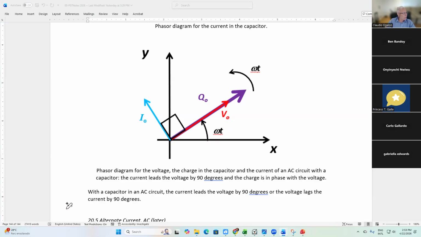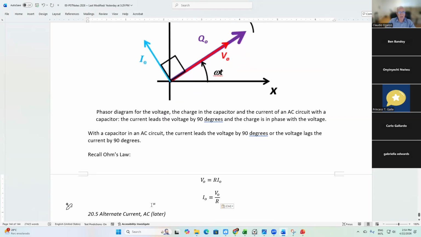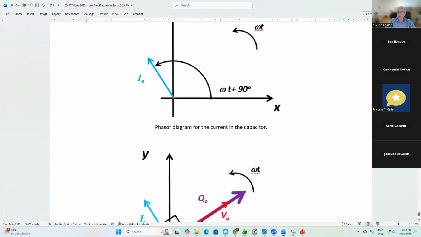What else can we talk about? There is one more important idea. Let's see if you have time. Recall from Ohm's law, V naught is R I naught.